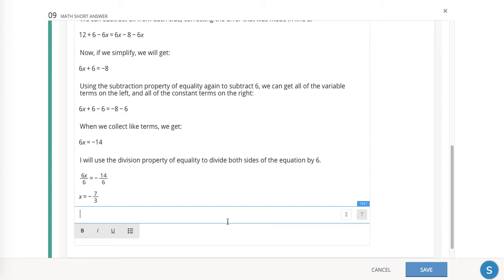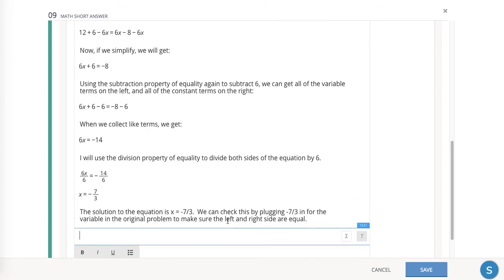If you want to make sure you get the advanced level on your communication, you want to make sure you verify and justify your solution. So to do that, we need to plug that -7/3 back into the original equation. So I'm also going to explain that. I'm going to explain that the solution to the equation is x equals -7/3. We can check this by plugging -7/3 in for the variable in the original problem to make sure the left and right side are equal. And then I'm actually going to do that work.